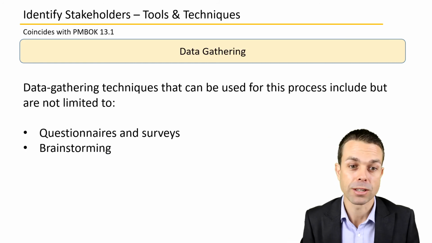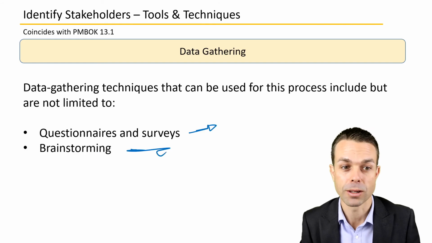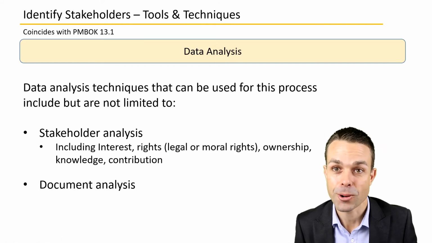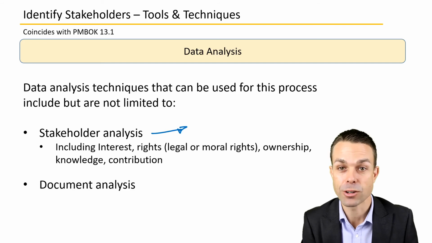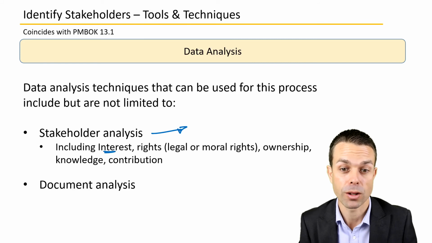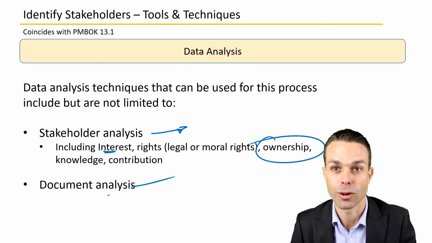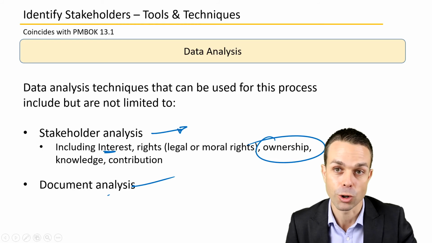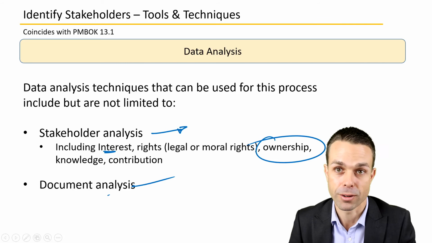And because of that, we'll need to be doing data gathering, of course, questions or surveys, brainstorming with our stakeholders, data analysis, so stakeholder analysis, where we're looking at the interest of the stakeholders and the impact they might have as well, the ownership of particular areas, and document analysis for the scope, who owns that piece of scope, what's the requirements that's going in, who's getting the benefit of those requirements.